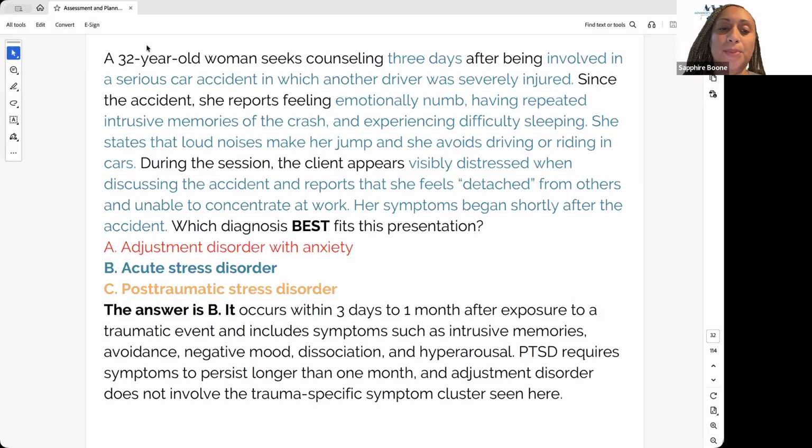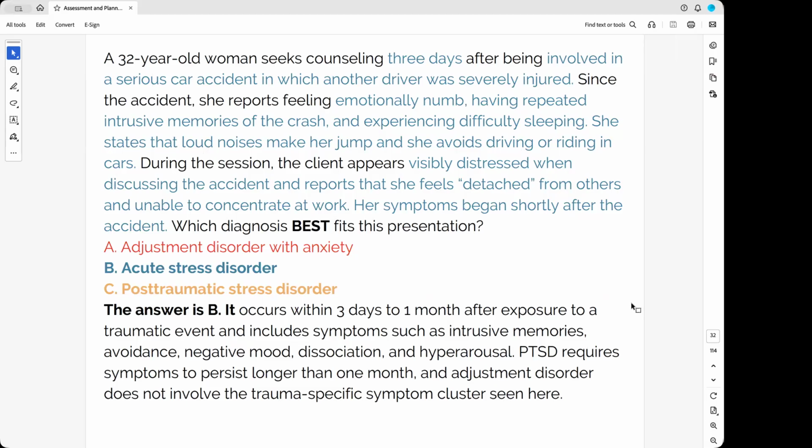In order for it to be PTSD, it's going to have to require symptoms persisting longer than 1 month, whereas adjustment disorder does not involve a trauma-specific symptom, right? So when we see that trauma stressor, which would be the accident, we know that it's either B or C, and then we have to look at the duration. Acute stress disorder is 3 days to 1 month. And it says symptoms began shortly after the diagnosis. If it would have said it persisted longer than 1 month, then we would want to look at PTSD.